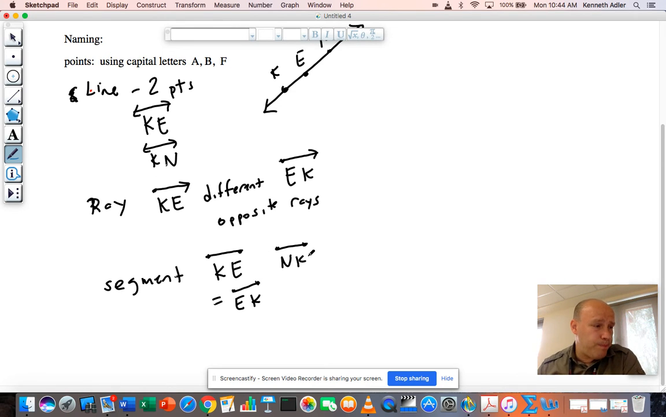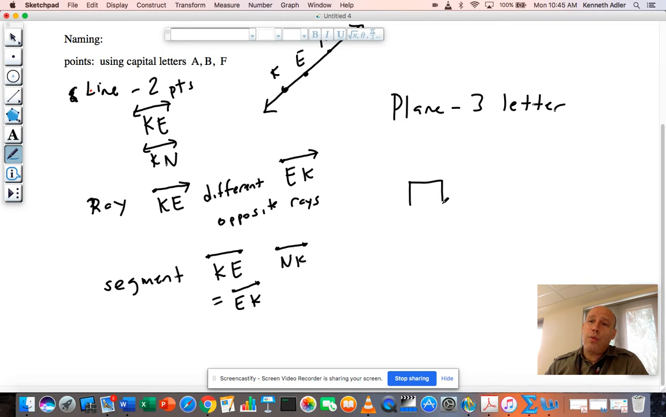Okay. The next thing we're going to talk about is a plane. For a plane, we use 3 letters. And so what I'm going to do is draw a cube, a square.